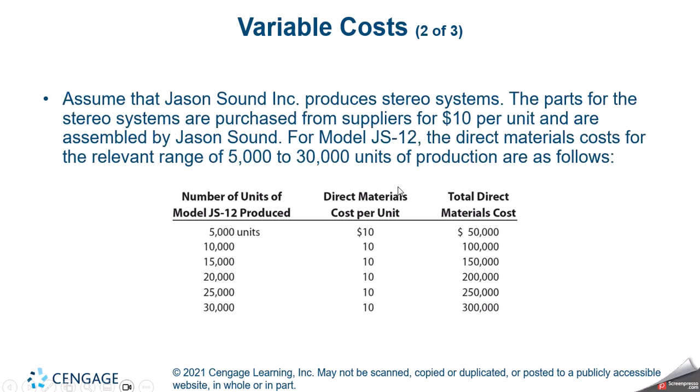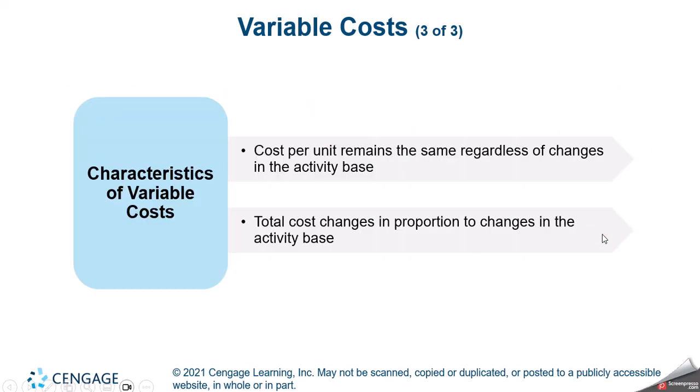So here again, they're showing us that if it's $10 per unit, if I have 5,000 units, I'm going to have $50,000 of cost. If I have 30,000 units, I'm going to have $300,000 of costs. So for each unit I produce, it goes up by that 10 bucks. The characteristic is that the cost per unit, like that $10 per unit, remains the same. What goes up is my total. It goes in proportion with my units sold. As my units sold go up, I go up by 10 bucks per unit.